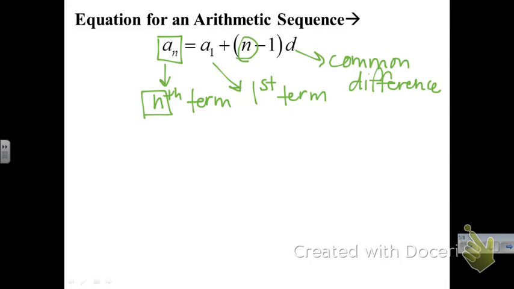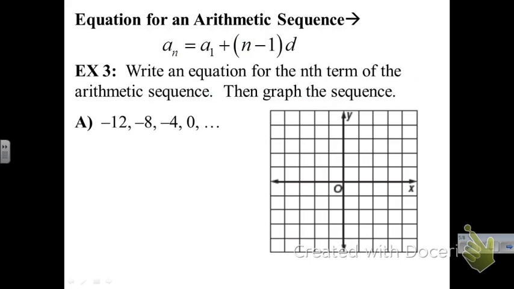Okay, so there's actually two pieces that we're going to find in this example. Example 3 says, write an equation for the nth term of the arithmetic sequence, then graph the sequence. So we have to identify some things. The first thing I'm going to look at is what is our first term, and you should be able to pick that out from your sequence. It's negative 12, and then you're going to find the common difference. The common difference, what's happening each time to each value, we're adding 4.